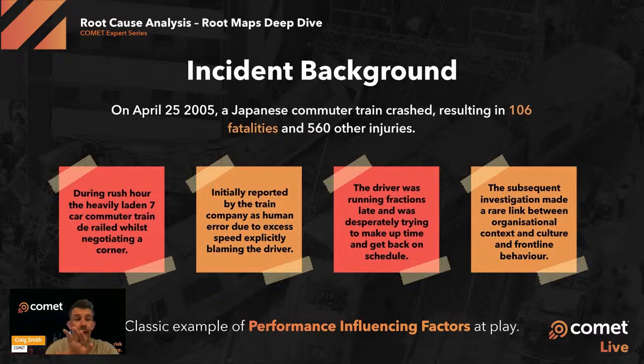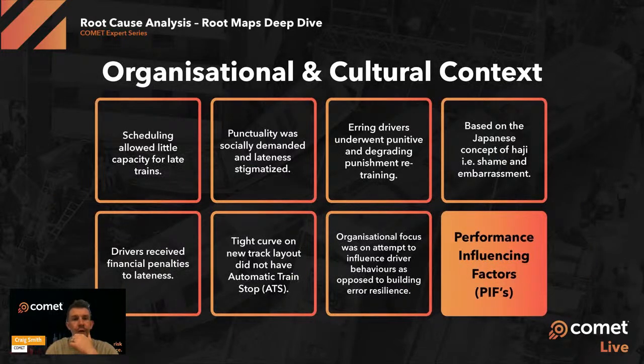And again, this is why it's a really good example, because it's a case where the initial finding was human error, but actually, hold on a minute, there was a lot more to it than that, which is great that we were able to uncover. So let's think about that then. What was that organizational and more cultural context? We're going to think about these in a moment through the context of our performance influencing factors.